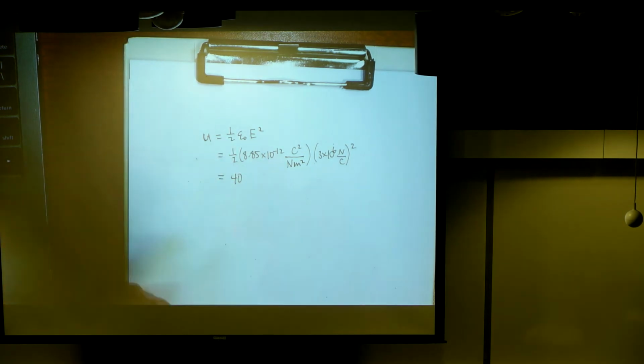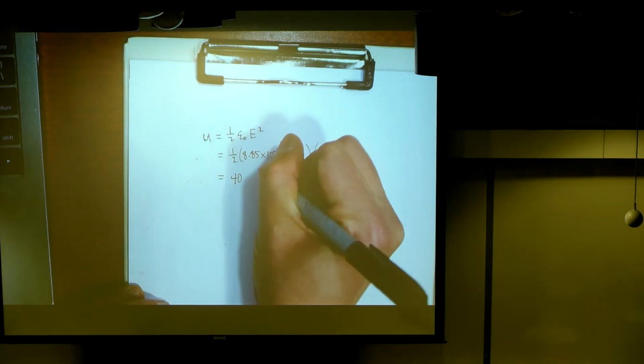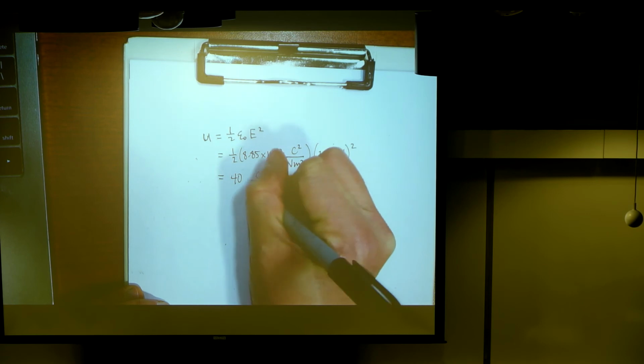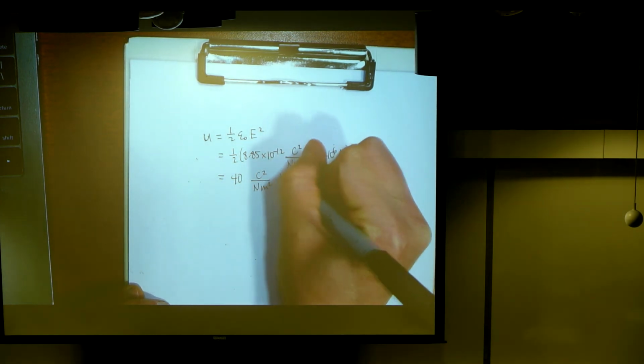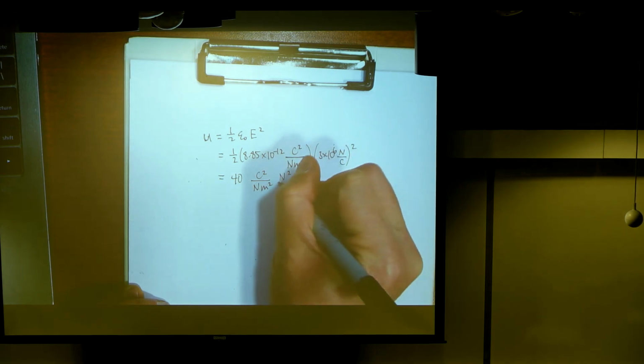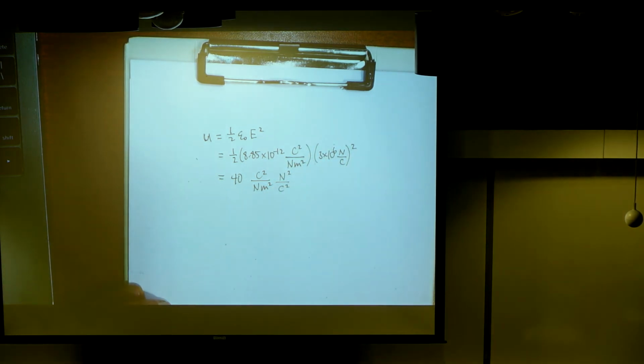So you're right, we get 40 as our numerical value. But let's see what units come along for the ride. It looks to me like we have coulombs squared divided by newtons times meters squared from this. And then from squaring the E field, we get newtons squared divided by coulombs squared. We agree? So coulombs goes away entirely.